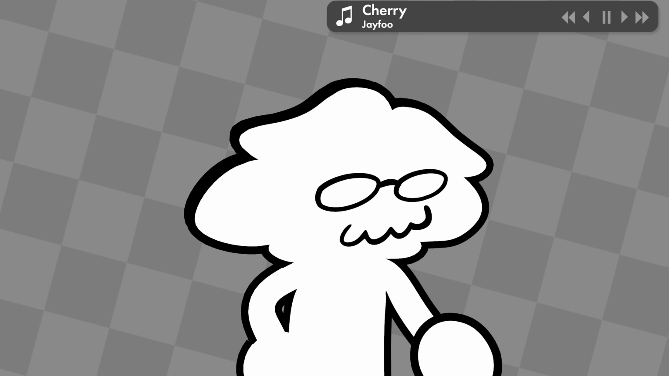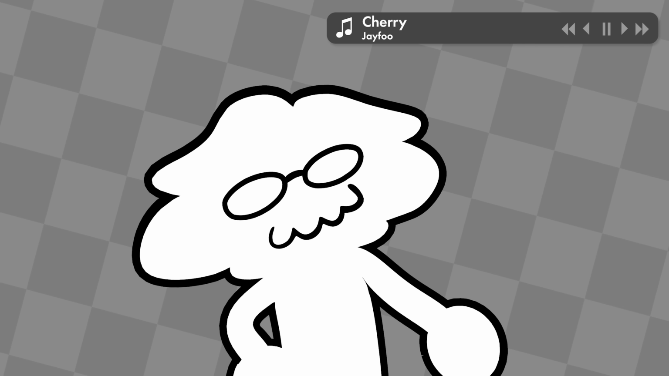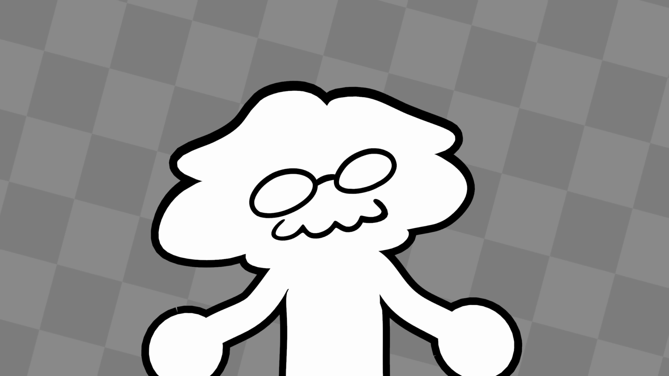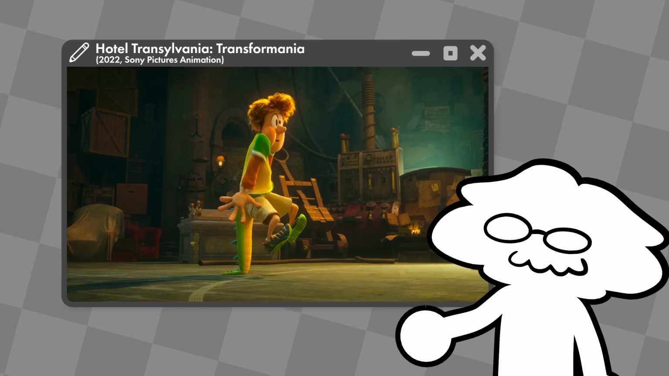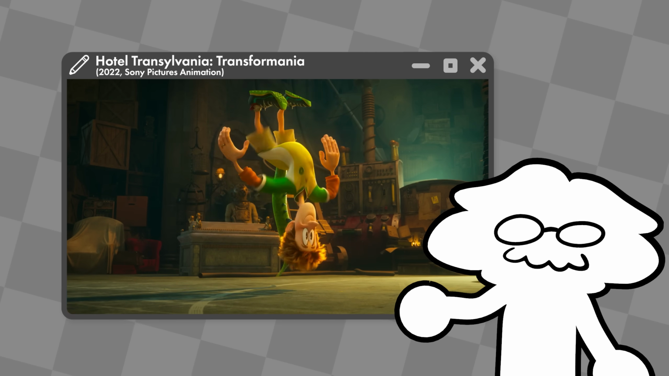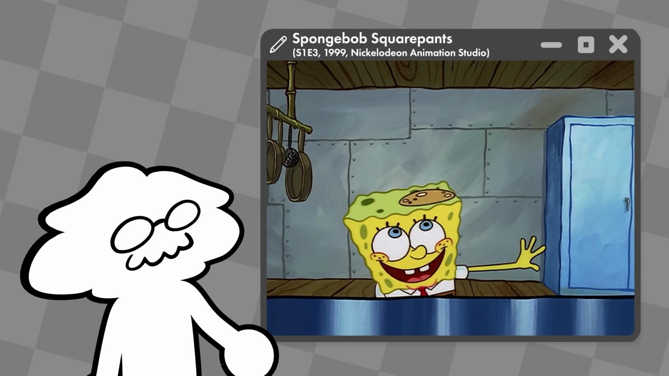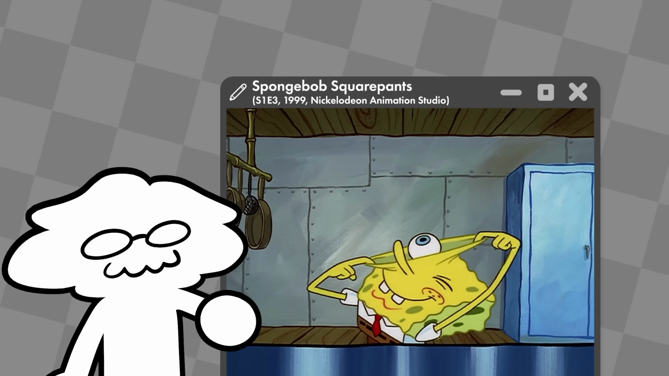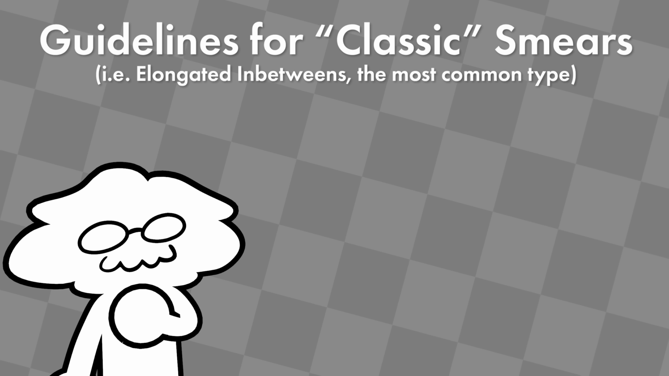Okay, so we talked about the why, but what about the how? Knowing that smear frames are more than just motion blur, how do you implement them effectively? And how do you do them in 3D where you wouldn't even be drawing them? First, let's talk about what we'll call classic smears, the huge ones that simulate motion blur. I personally have two guidelines that I stick pretty closely to.